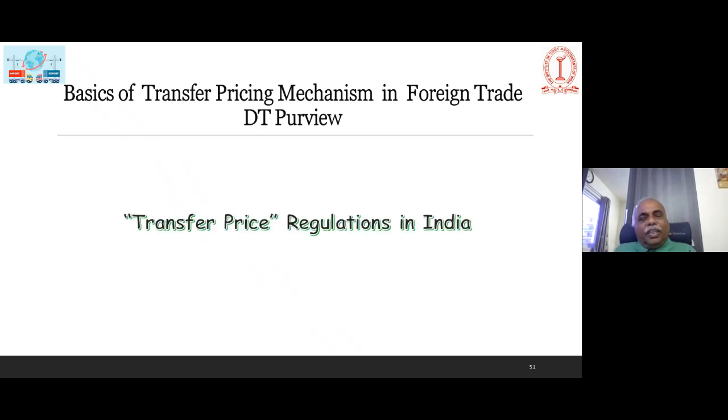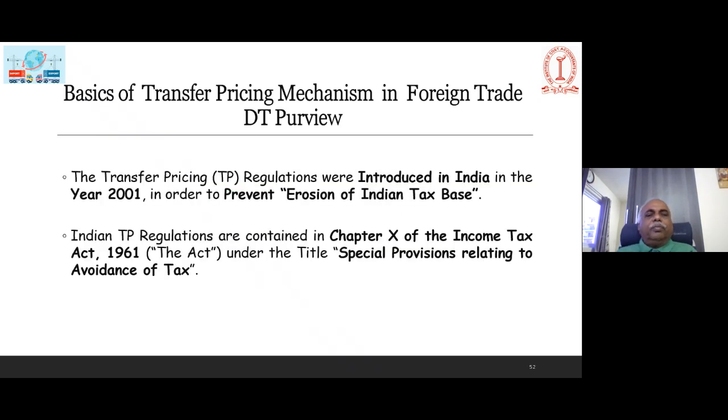Transfer price regulation in India. Okay, that history we have done in India also. What type of this one is there? After that, we will give some overview. The transfer price regulation was introduced in India in 2001 in order to prevent the erosion of the Indian tax base. That is the main objective of the transfer price regulation.